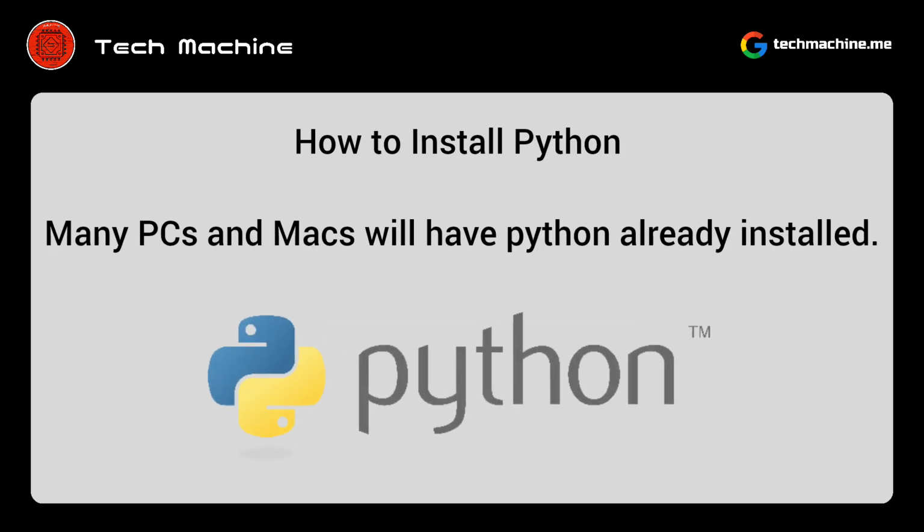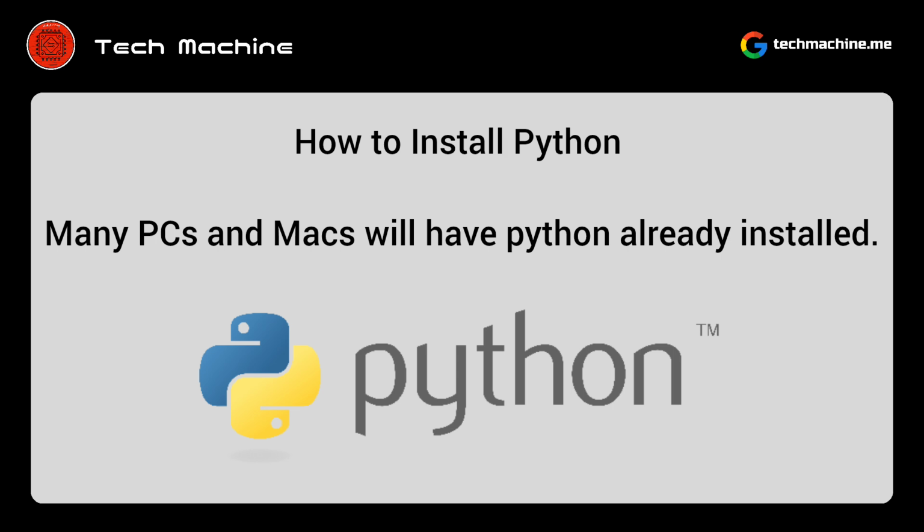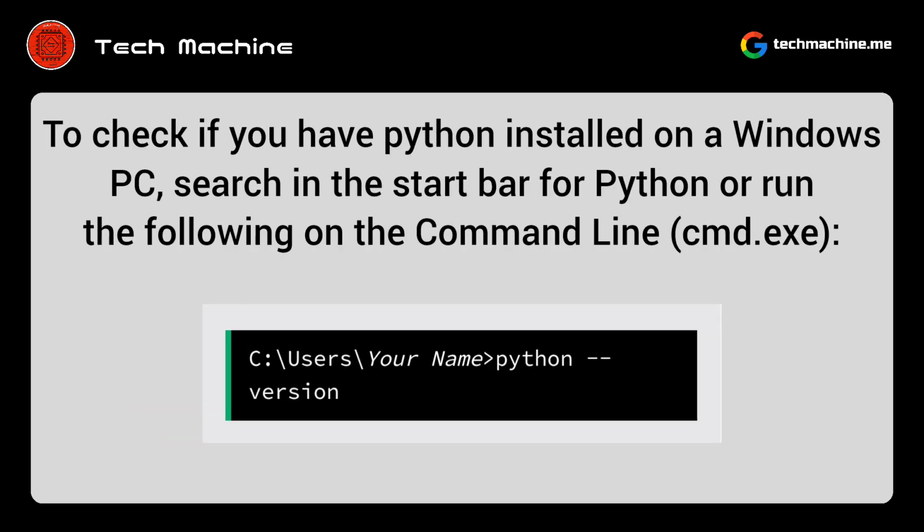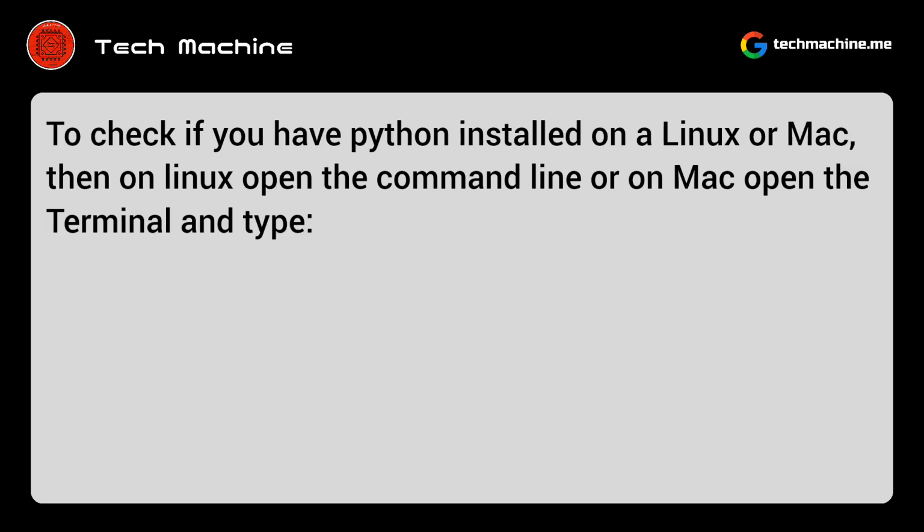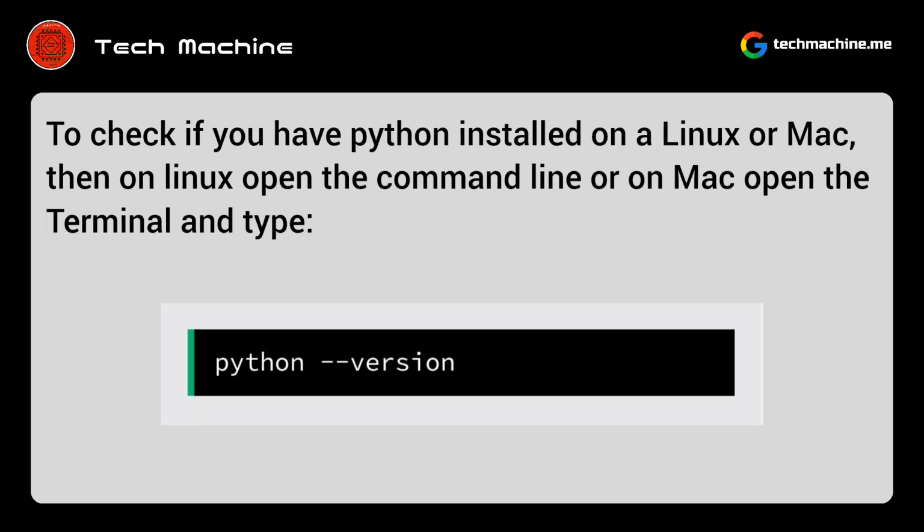How to install Python? Many PCs and Macs will have Python already installed. To check if you have Python installed on a Windows PC, search in the start bar for Python or run the following on the command line: cmd.exe. To check if you have Python installed on a Linux or Mac, then on Linux open the command line or on Mac open the terminal and type.